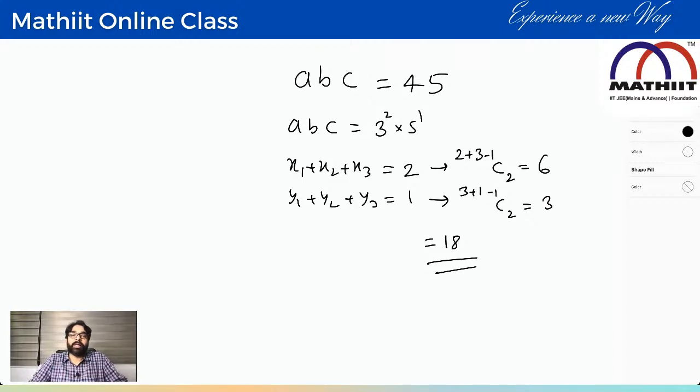Of course, we can do it by multinomial. Multinomial is the most powerful tool in the whole permutation combination, which we'll discuss later. But in JEE, you will never find a single question which cannot be done without using it. All questions can be done using the basic fundamentals, no need of the multinomial theorem.